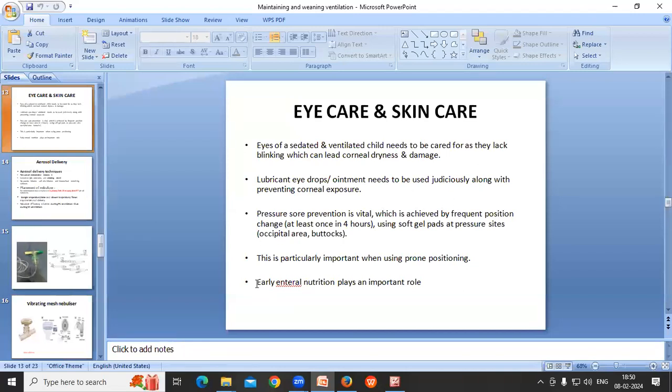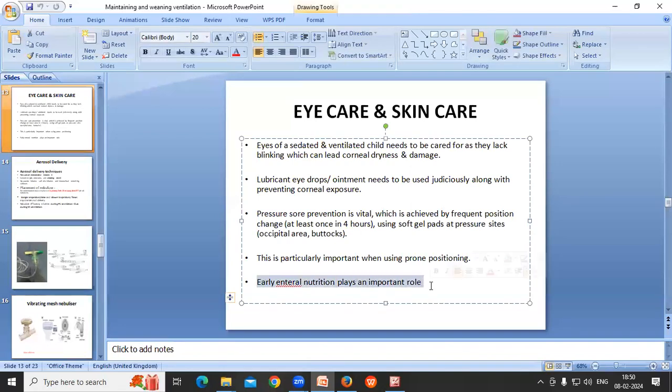And early enteral nutrition, don't delay any child who is fit to take feed. Don't delay enteral nutrition. At least you can give NG feeds. Once you put the ET tube, you can start feeding. There's no harm in starting feeding once you put the child on ventilator. You need to start feeds immediately. Don't delay. That's the one thing I can suggest.